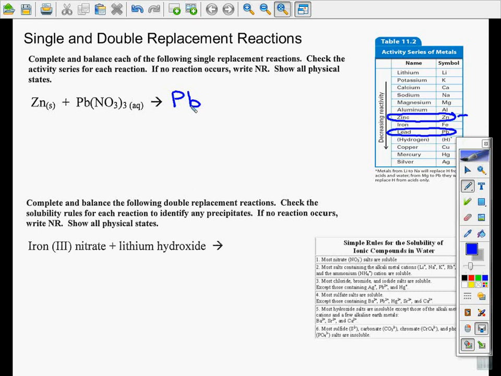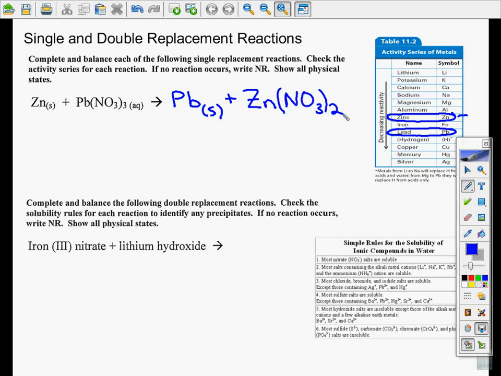So the lead comes off, and lead is a solid. So lead will be by itself, and it is in fact a solid. And then zinc will then combine with the nitrate. Now in this one, zinc, when it's in ionic form, will always have a +2 charge. So it will be zinc, nitrates are -1. So we will get zinc nitrate, and this will end up being a 2.